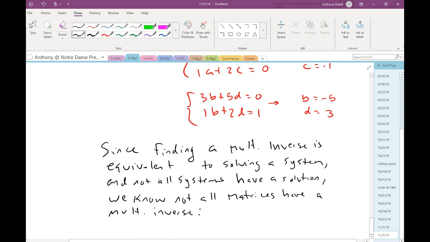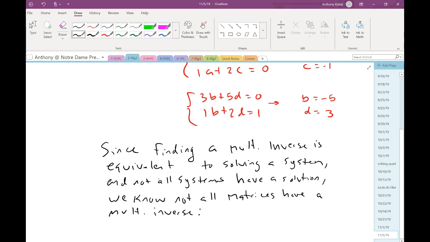So we know that finding this multiplicative inverse is really equivalent to solving a system, and not all of these systems have solutions. We know that not all of these matrices are going to have a multiplicative inverse, right? And as I said earlier, the way we're going to find these multiplicative inverses is not going to be as bad as having to solve a system every time.